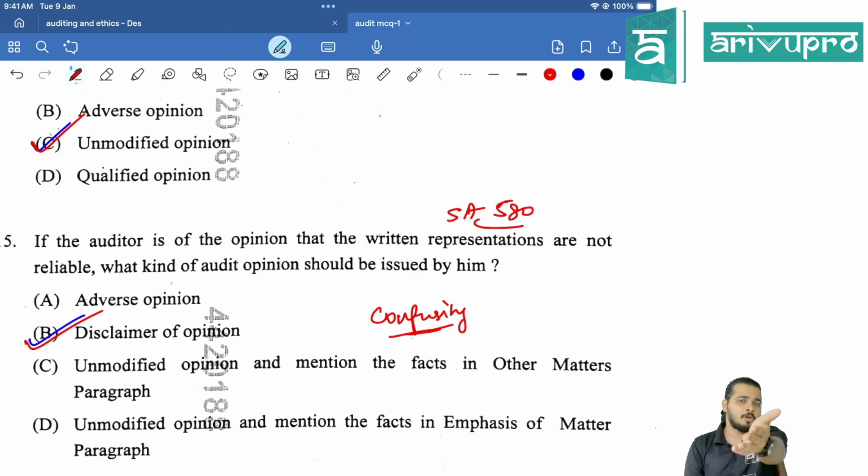Logically also, whatever you are writing and giving to me, I am not trusting that. If I am not trusting that, definitely C and D are a waste. Unmodified opinion, I cannot give at all. I have trust issues with you. If I have trust issues with you, how can I tell you are good? So it should either be adverse or disclaimer as per the question paper. I would say it should be disclaimer in this particular case. But let's wait for the suggested answers and see what they have to say. As far as I am concerned, disclaimer of opinion.